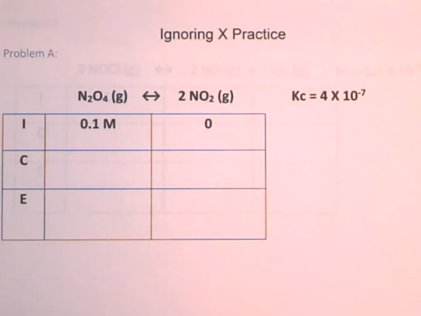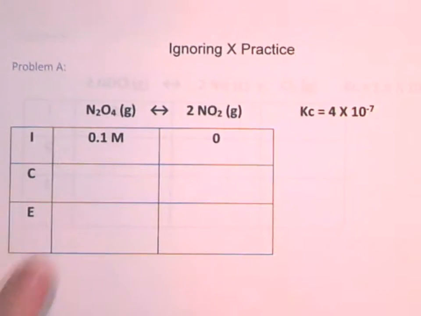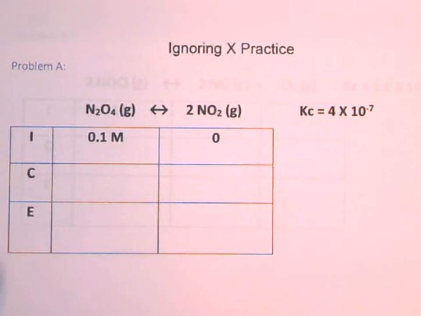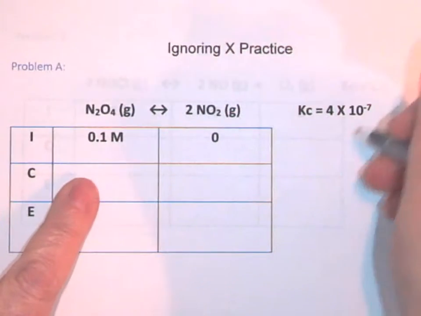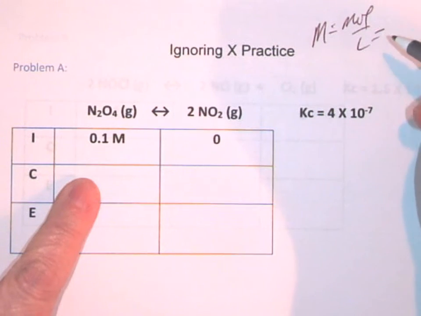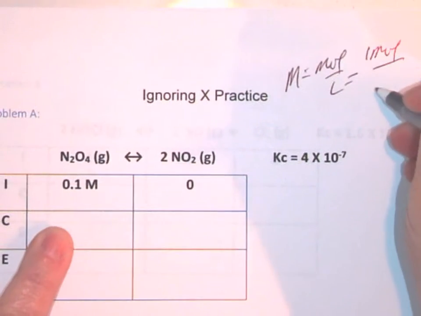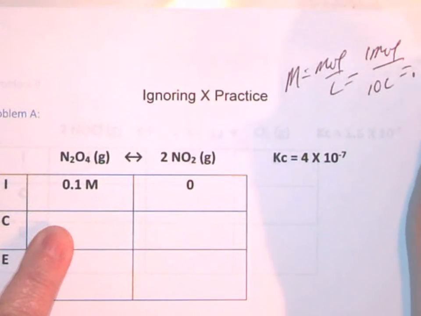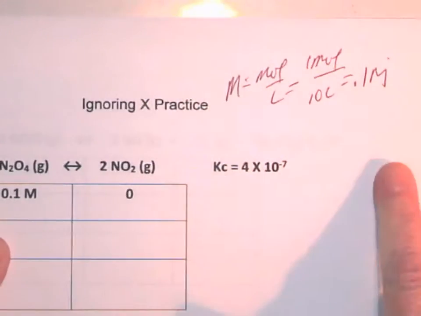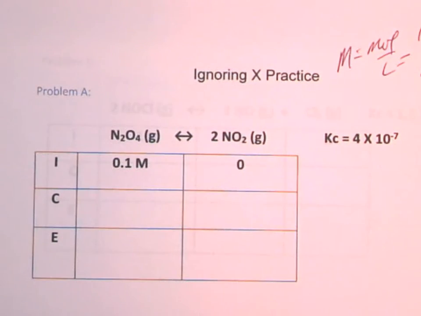All right, so what I've done is I've rewritten this equation right here with the Kc. And to get the 0.1 molar, remember molarity is moles per liter. And it was 1 mole per 10 liters, which equals 0.1 molar. That's how we got the original concentration over here. They gave us no concentration of this for our initials.